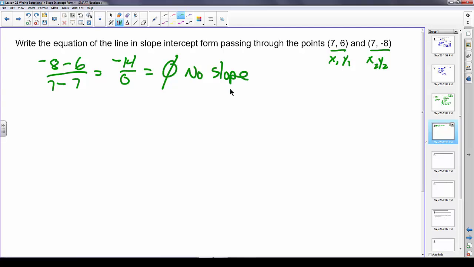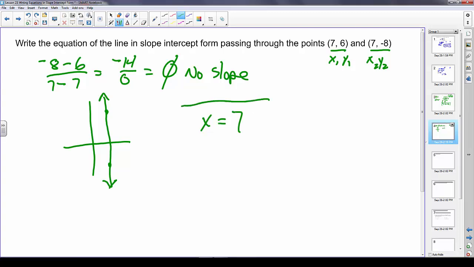Now, let's take a look at what's happening here. Here's our line, and if I go over to 7, 6, that's somewhere over here. 7, -8 is somewhere here, and our line goes through that. This is a vertical line, and we know vertical lines have special equations. Every point on a vertical line has the same x value, and that's how we describe our equation. Our equation is just x is equal to 7. So this was a special case.